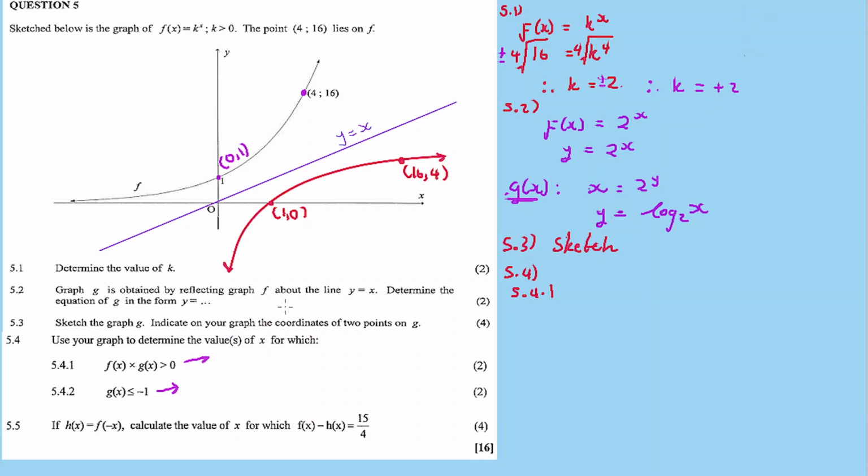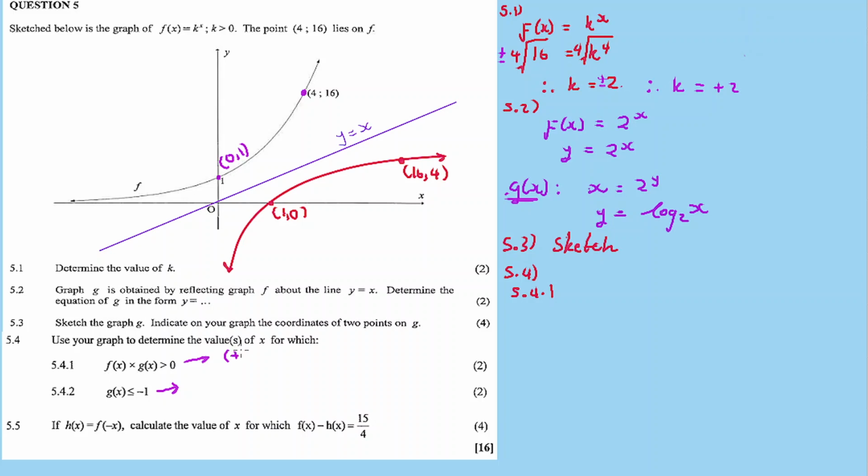So these questions where you determine the values of x for which something holds. F of x times g of x must be greater than 0, meaning that the product of f and g must be positive. So how can I get a positive product between f and g?